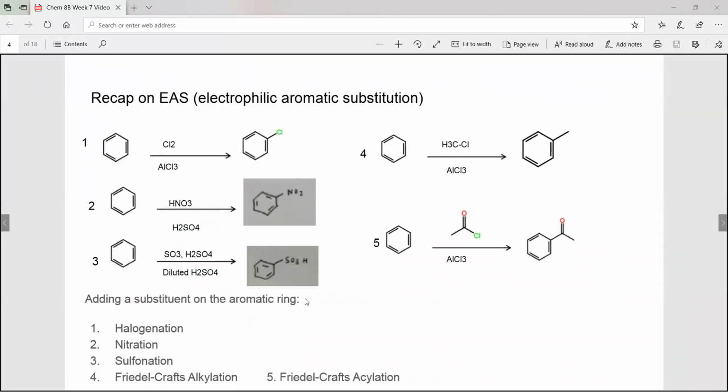We will do a brief recap on EAS, electrophilic aromatic substitution. These reactions add a substituent on the aromatic ring, and these reactions were the ones that we went over in class, including halogenation, nitration, sulfonation, Friedel-Crafts alkylation, and Friedel-Crafts acylation. For details and mechanisms on these, make sure to check out the worksheets and the videos from last week.